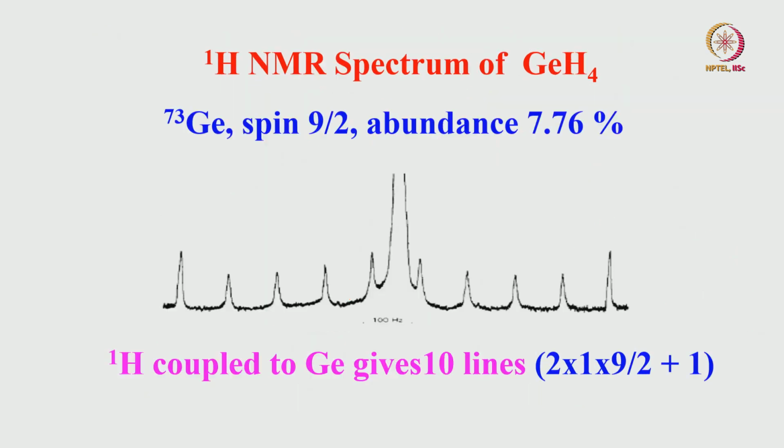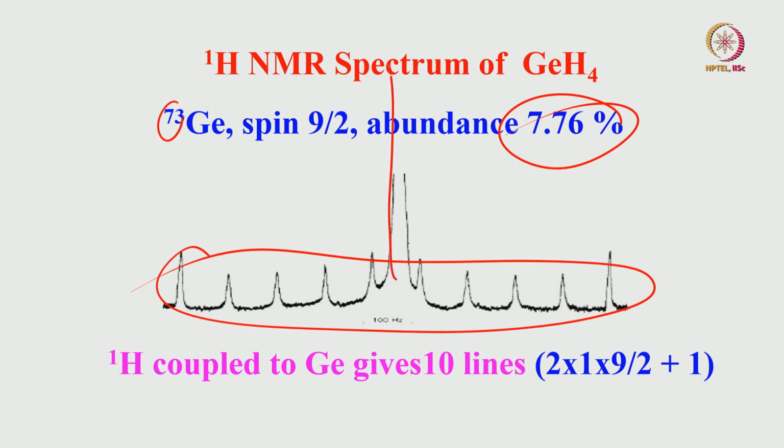Okay, this is an example of nuclei with spin greater than half. This is germanium 73, spin is 9/2, abundance is about 7.7%, and I am looking at the proton NMR. How many peaks do I expect for this? Of course, germanium 73 will give rise to coupling like this. The one which is highly intense corresponds to the other isotopomer which does not couple to the proton. Whereas germanium 73 is spin 9/2. So how many peaks will it give? Put it into this equation, you are going to get 10 peaks.